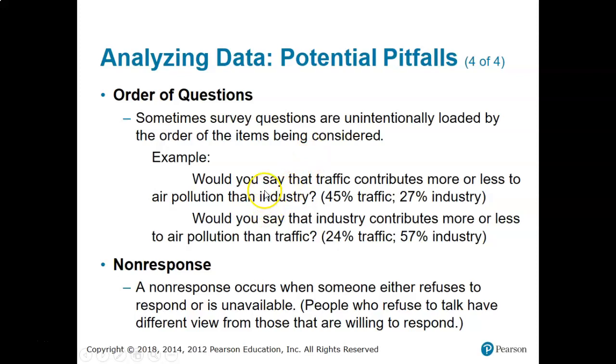So like in this example, it says, would you say that traffic contributes more or less to air pollution than industry? Because traffic was mentioned first, it had a much larger percentage than industry. If you turn that same question around and say industry before traffic, then you get industry first and then traffic with that. Okay. And then non-response is when you have people that just simply refuse to participate or are unavailable to participate in your study. So maybe you randomly select them from a computer and then you call them and they refuse to participate. So non-response can play a part in these surveys.